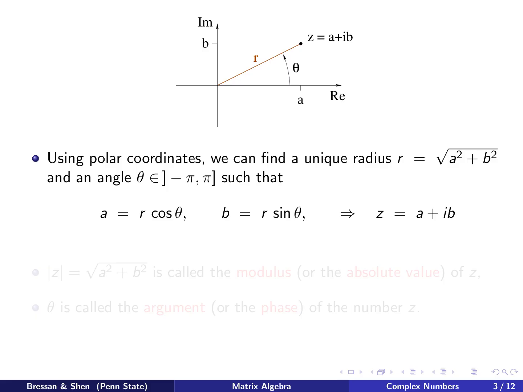The relation between this notation R and theta and the original notation is the following. The value A will be this length here, which is the cosine of theta times R, so A equals R cosine theta. And the value B will be the length from the point Z down to its vertical perpendicular projection, so B equals R times the sine of theta.